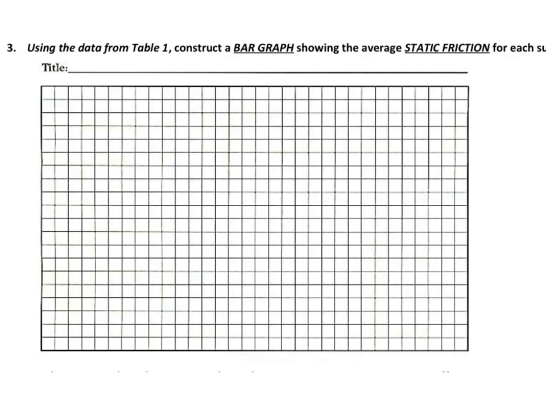Okay, so now I go to the graph. We have to figure out what goes on the x-axis and the y-axis. Unless we're graphing time, which we are not in this case, the x-axis will always be our independent variable. So in this case, the independent variable is our surface type, or sliding surface, if you like.